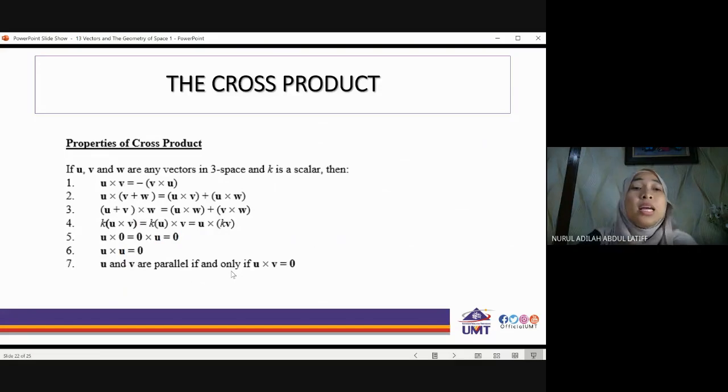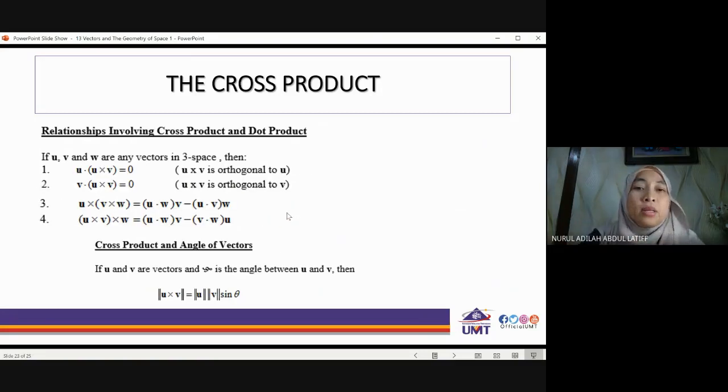Alright? If U, V and W are any vectors in 3-space and K is a scalar, then these are the properties, okay? I think by this time, you can read it by yourself, can, student? U cross V is equal to negative V cross U, because they are vectors, so you must take note of the direction, okay?